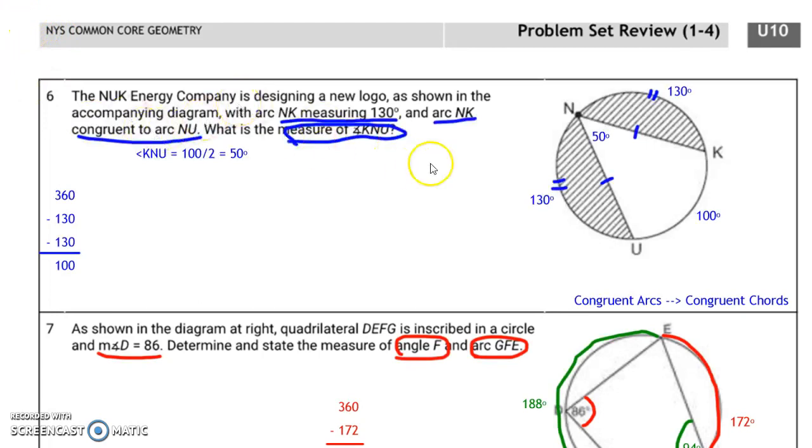Alright, in question 6, it tells you that the arc NK is 130 degrees, that's this arc, and it then tells you that the arcs are congruent. Well, if this arc is congruent to this arc, then this is 130 and this is 130, which means 360 taking 130 away twice gives us 100. That means this arc is 100, because all the arcs have to add up to 360. That means this is 50, which is our final answer. That angle is 50 degrees.